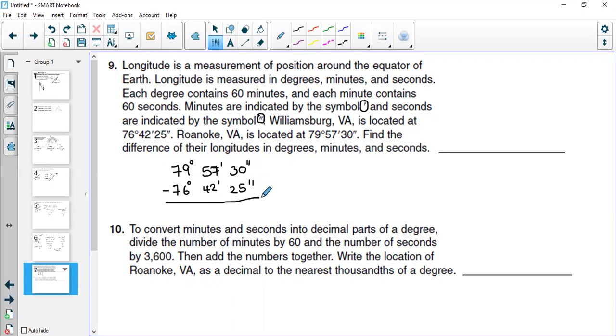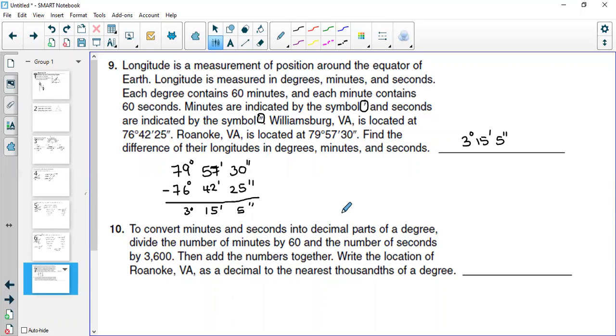What's that going to give you? This is going to give you 5. This is going to give you 15. And this is going to give you 3. So the answer is going to be 3 degrees, 15 minutes, and 5 seconds.